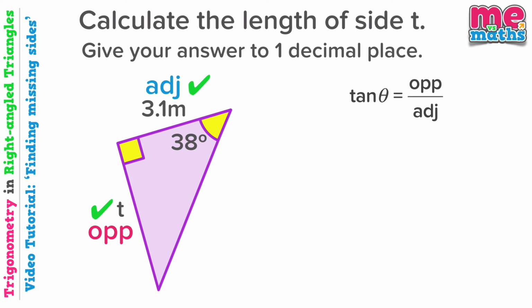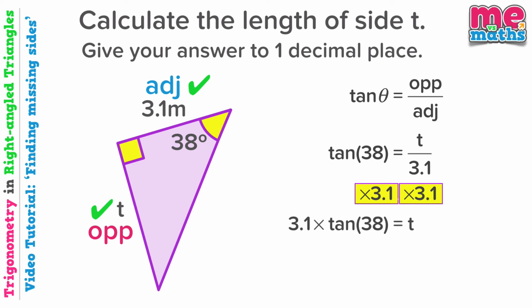As before then, let's now substitute our values in. Tan theta, the angle, which is 38 in this question, is equal to the opposite, which we're calling T, over the adjacent, which for this triangle is 3.1. So we're looking for T, which is being divided by 3.1, so we need to multiply both sides by 3.1. So we have 3.1 times tan 38, which is equal to T.